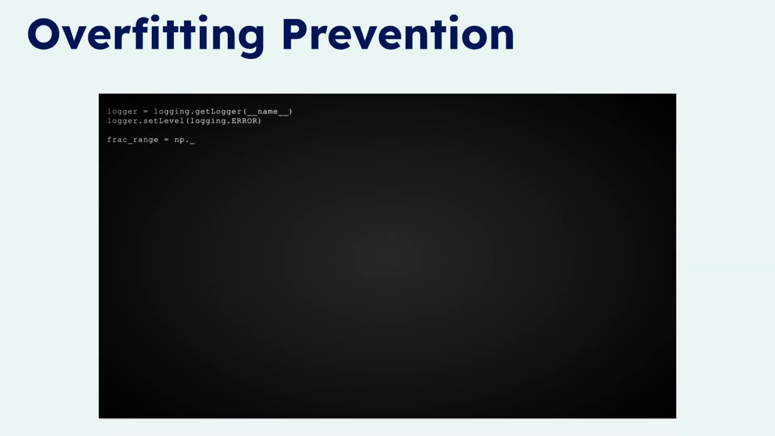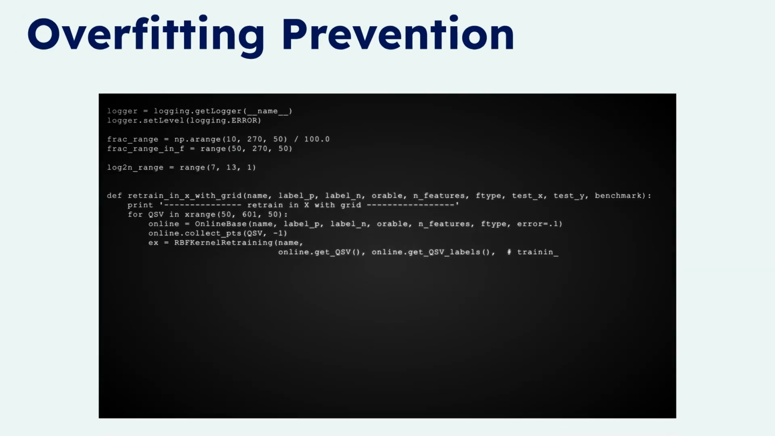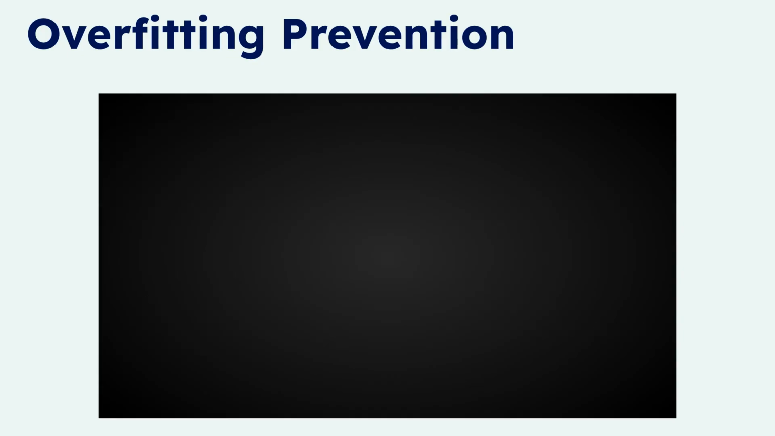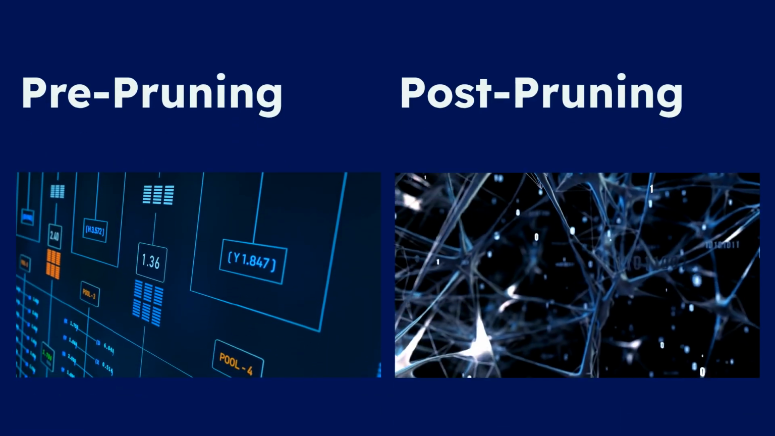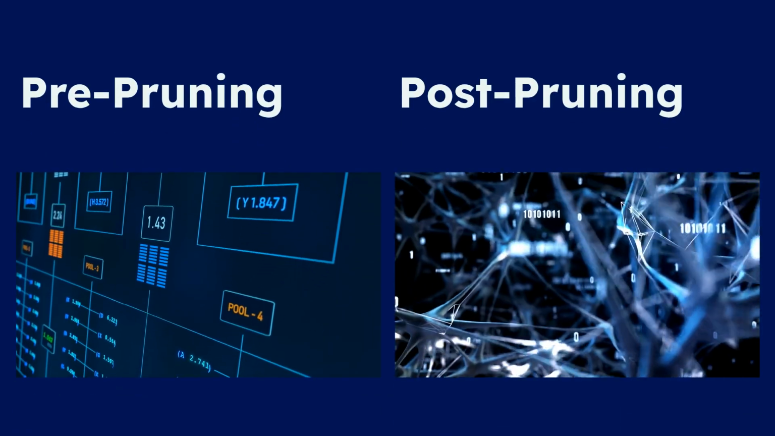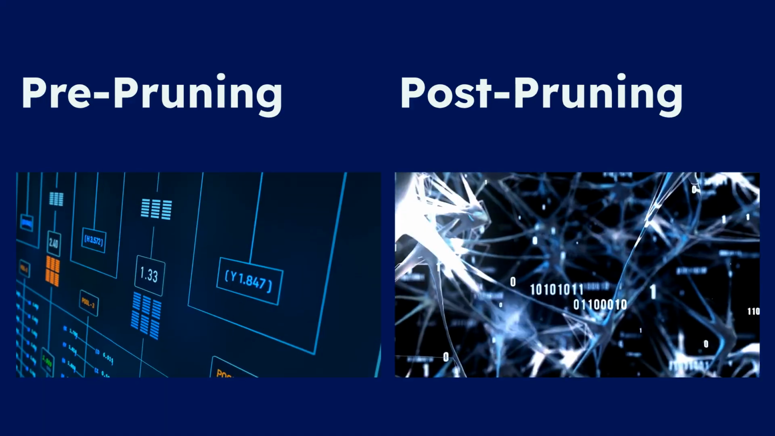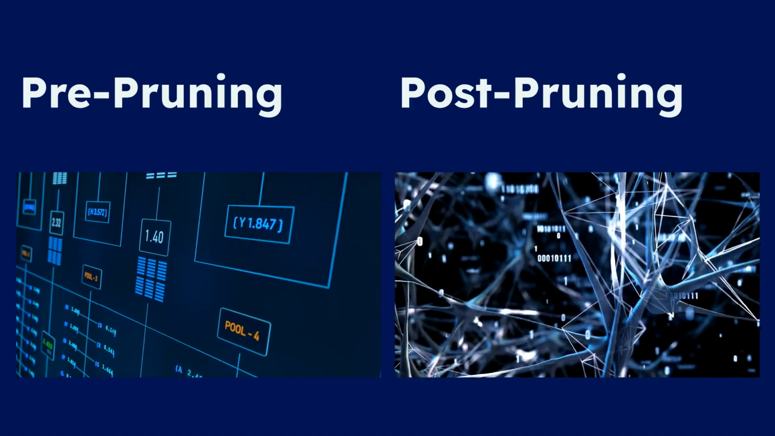One challenge with decision trees is overfitting, when the model captures noise instead of meaningful patterns. Pruning helps prevent this by removing unnecessary branches. Pre-pruning stops the tree from growing too complex, while post-pruning trims back an already grown tree. Both approaches balance complexity with accuracy.